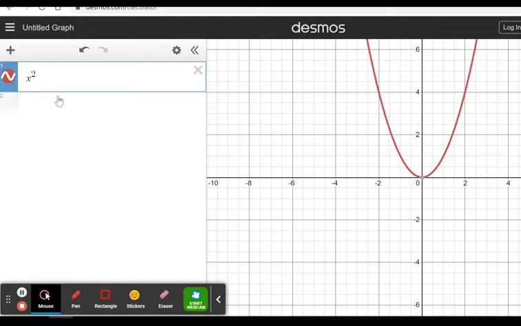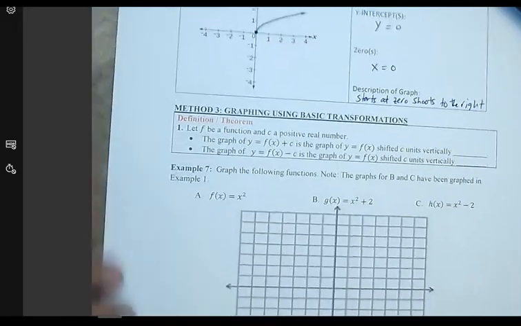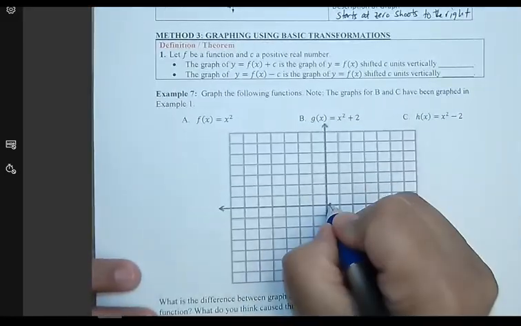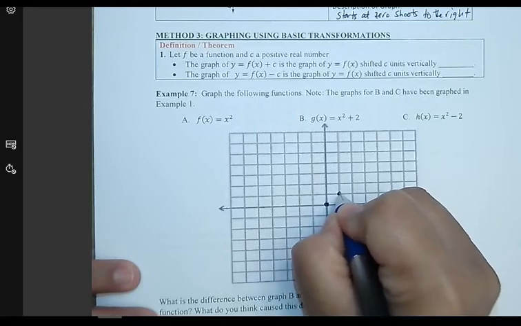And so you're going to notice here this is a parabola. And it's the parent function because we have it at 0, 0. And so let's go ahead and graph that. So this is the parent function.